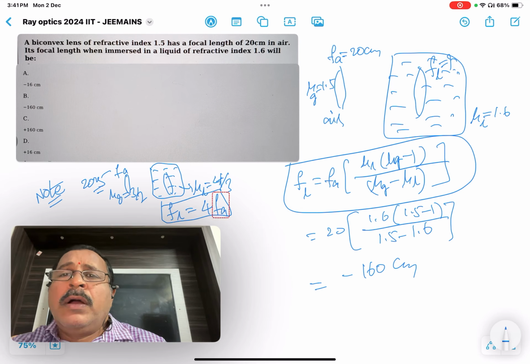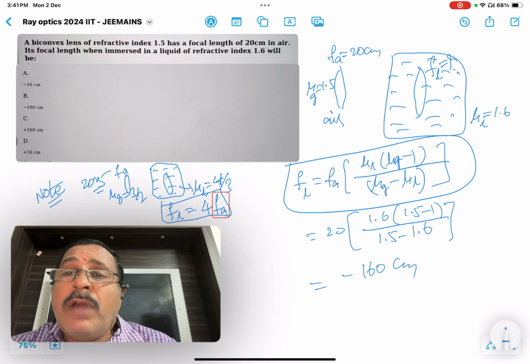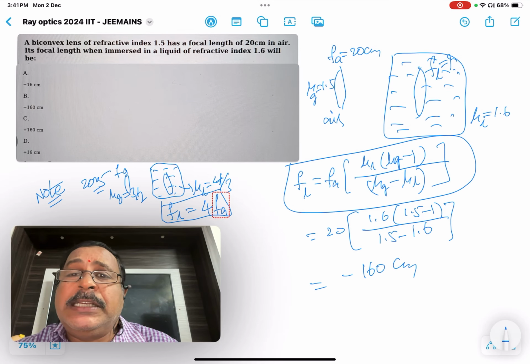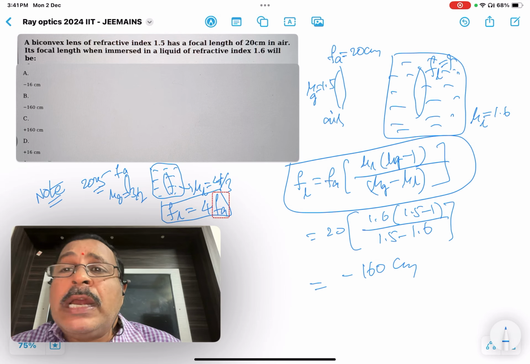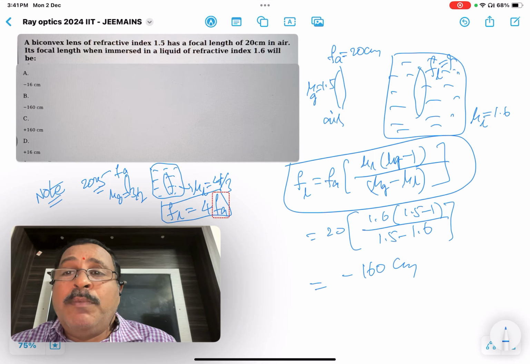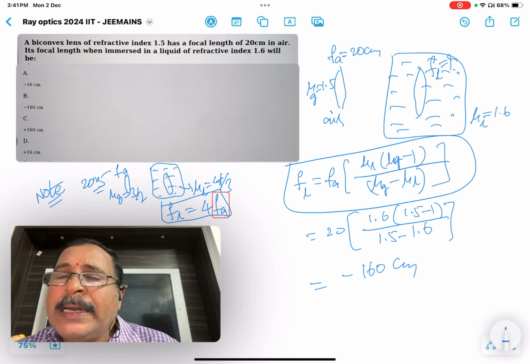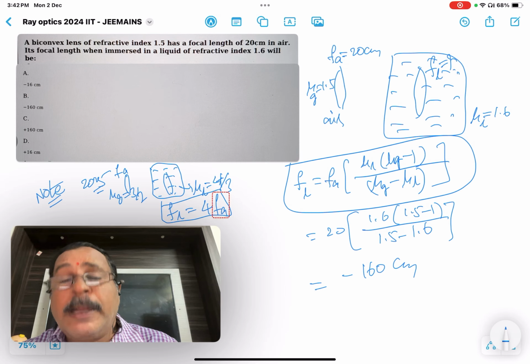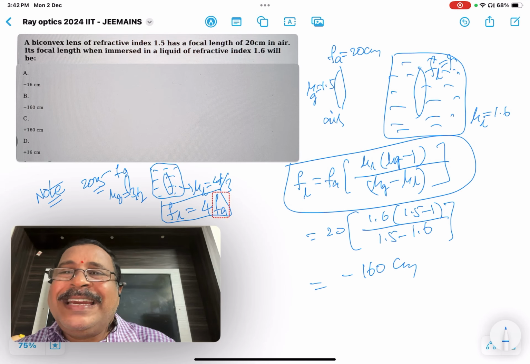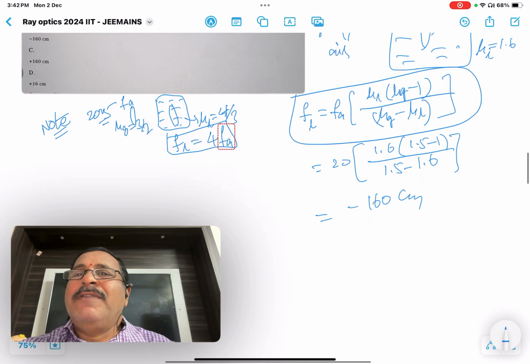Suppose a convex lens of focal length 20 centimeters is dipped in water, then its new focal length becomes 80 centimeters. 4 times it increases. Of course, it depends upon mu L and mu G values. If values are given like that, fine; if not given, we should know these fixed values: mu G equals 3 by 2, mu L equals 4 by 3. If you substitute, you will get 4 in the brackets, so 4 times it increases. So we are expecting this for the 2025 entrance examination for both NEET and IIT aspirants. Right, shall we go to the next problem?